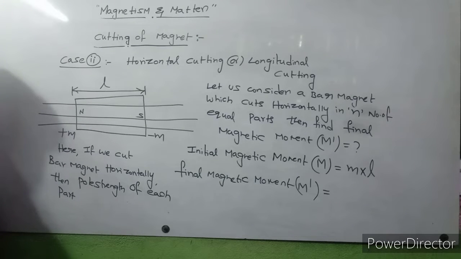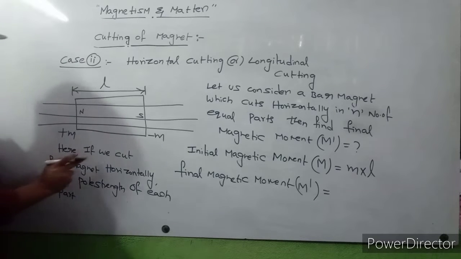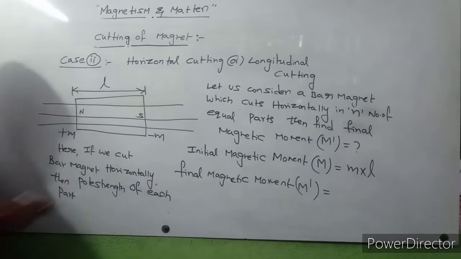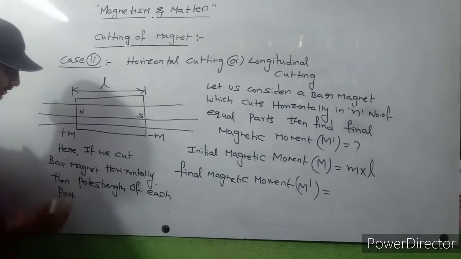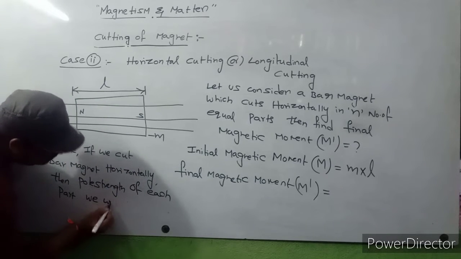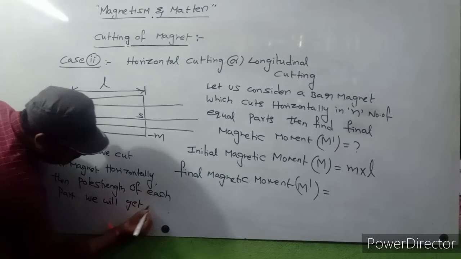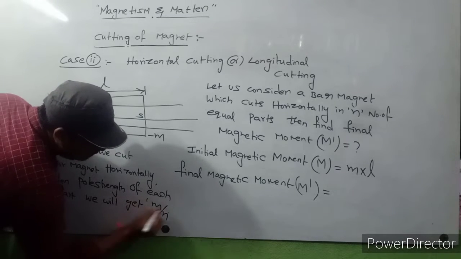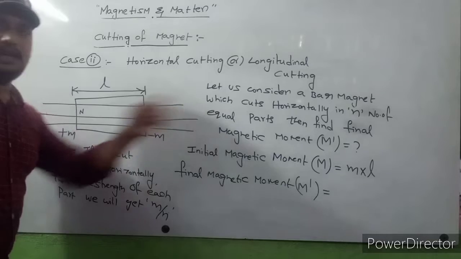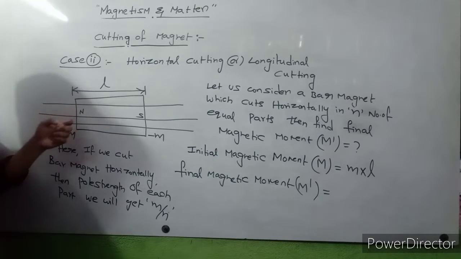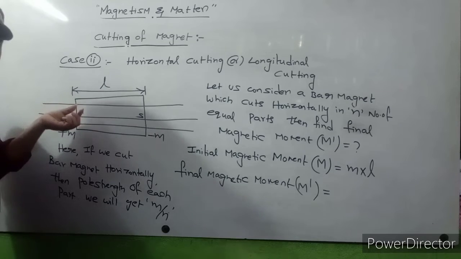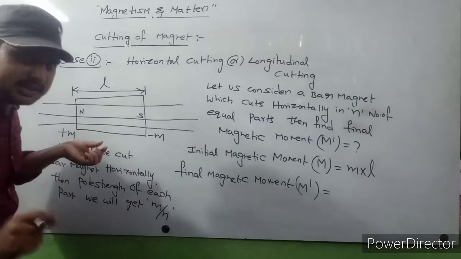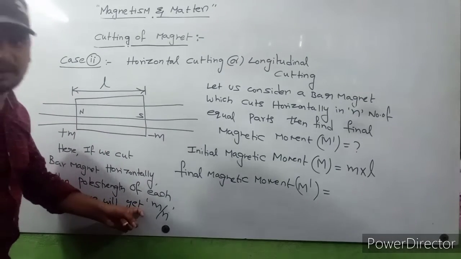Bar magnet cut horizontally, then the pole strength of each part. Here, if we cut the bar magnet horizontally, then the pole strength of each part we will get is small m by n. If we cut horizontally, definitely the poles will be divided or not? The pole of the magnet will be divided or not? If the pole is divided, it means definitely the pole strength will be divided.